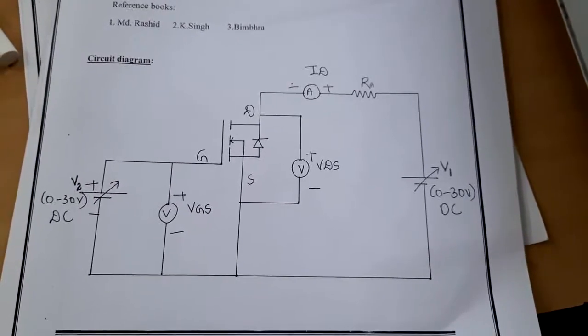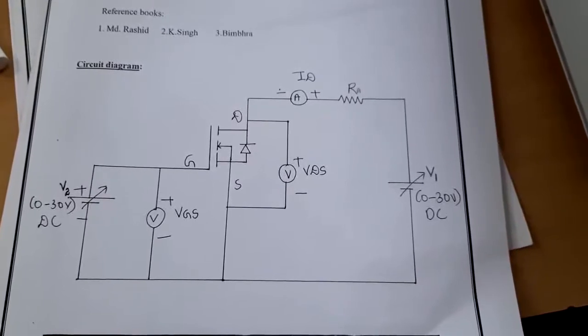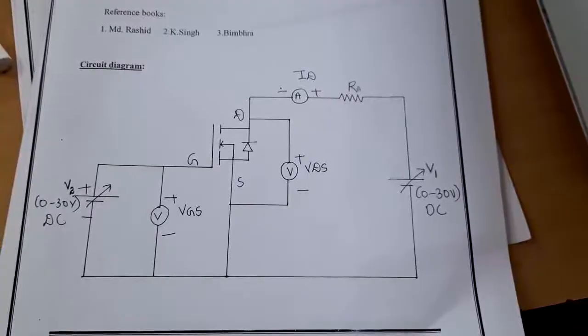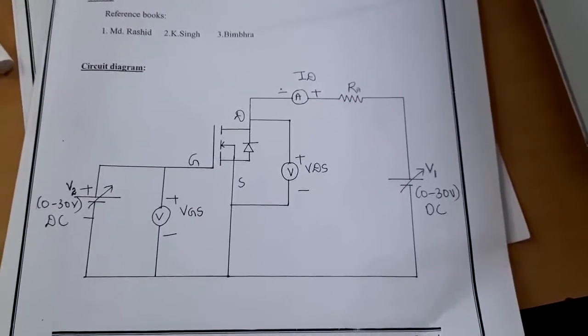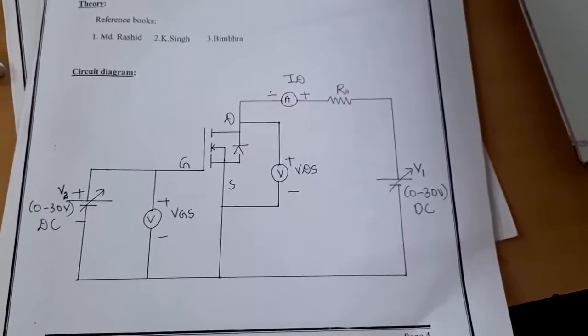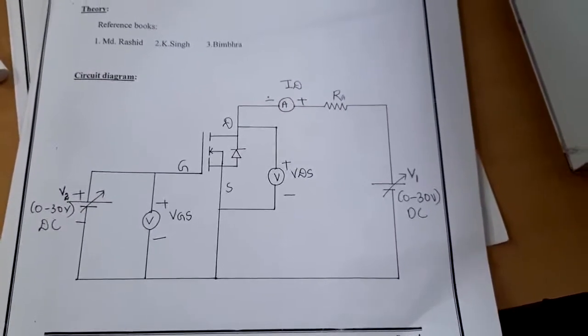And then from the drain and source, a voltmeter is connected in parallel to measure the VDS, the voltage across the drain and source. So what are all the things that we are measuring? We are measuring VGS, gate source voltage, VDS, drain source voltage, and ID, drain current. So there are three measurements. Now, just looking at the connections.